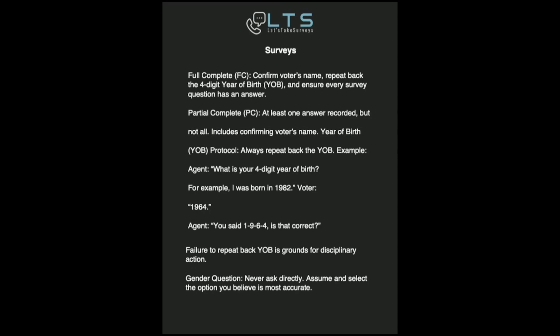For example, agent will say, "What is your 4-digit year of birth?" For example, "I was born in 1982." The voter then says, "1964." The agent will say, "You said 1964. Is that correct?" Failure to repeat back year of birth is grounds for disciplinary action.